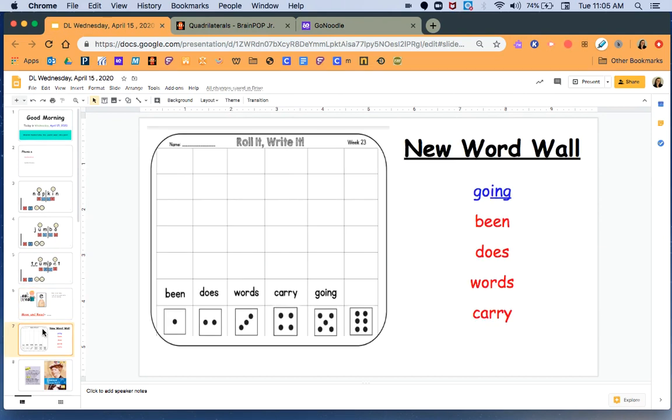So today for Word Wall, I want you guys to grab your dice. You can pause the video now, or you can do this after you are done. But we have our new Word Wall words. We have going, that root word go, and then we added the suffix. We have a couple red words this week. Been, like I've been doing something. Does, words, and carry. And so I'd like you to do your roll. So you're going to need that piece of paper, and you're going to see which one wins.